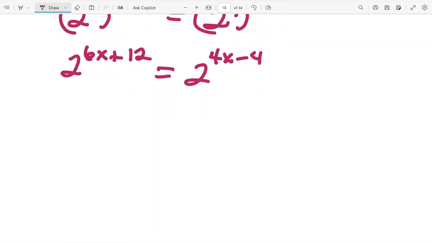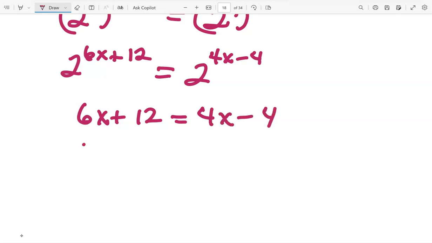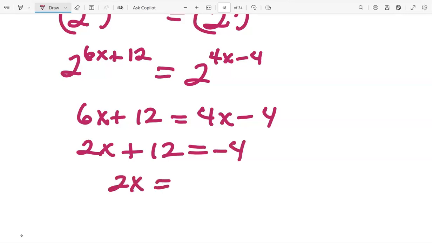Since the bases are the same on both sides of the equation, we can equate the exponents and solve by subtracting 4x and subtracting 12 and dividing by 2.